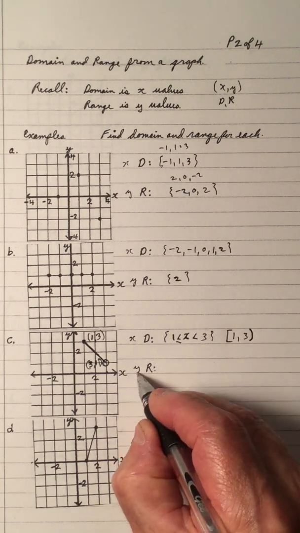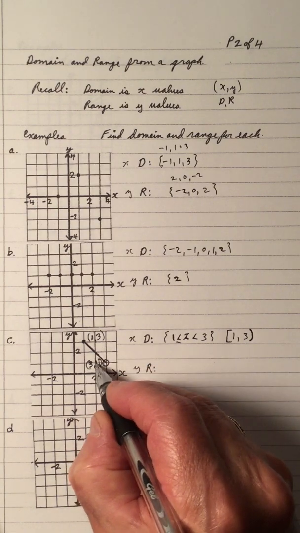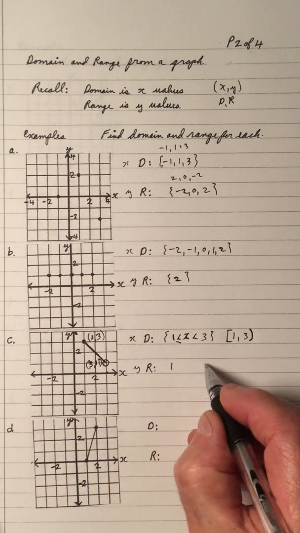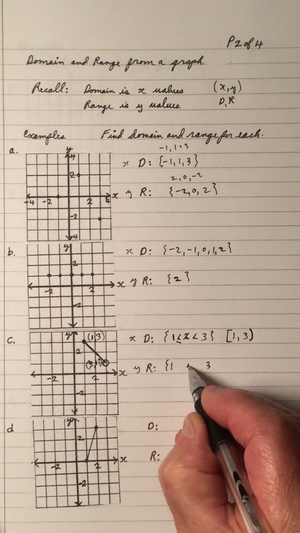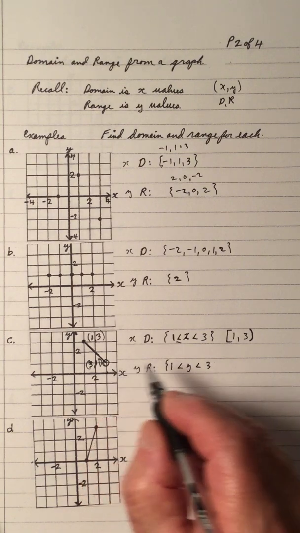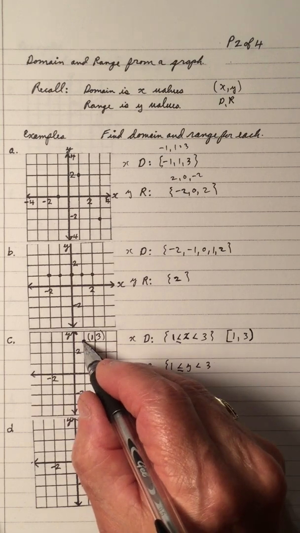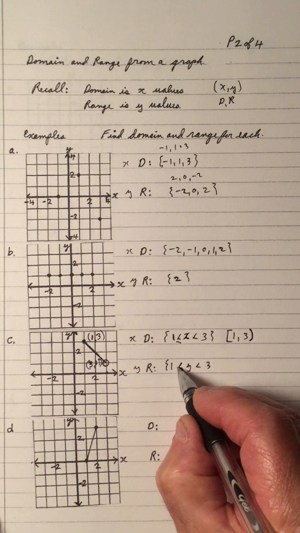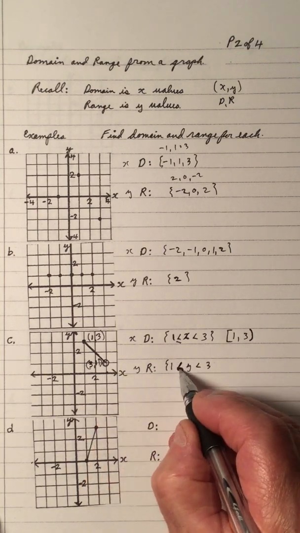So let's look at the range. The range are the y values. The y value right here is 1, and it's going to a 3. Just a coincidence that the two of them are the same. So the range is the y values greater than 1, because the 1 is not included, so there's no equal sign, but the 3 is included.